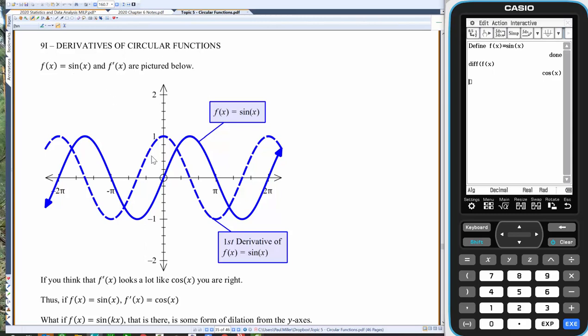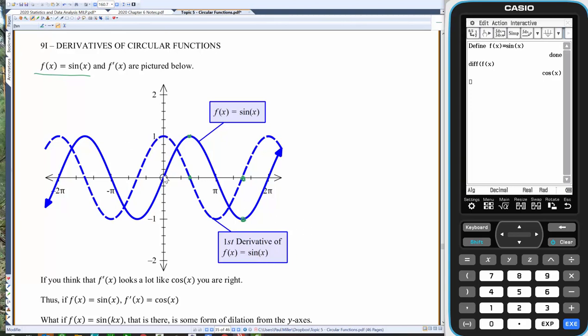What you can see here on the graph, this solid blue graph, is f(x) equals sin x. And if you note the graph here, we've got a zero gradient point here, a zero gradient point here. So what if I had a gradient graph? There would be a value of the gradient as 0 there and 0 there. Okay, so this dotted line here represents f'(x), the first derivative of f(x) equals sin x.